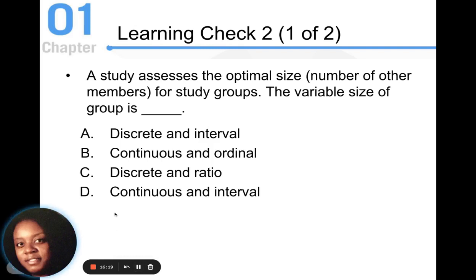Okay, so it's time for another learning check. If we're doing a study and we're trying to assess the optimal size for a study group, the variable size of the group would be A, discrete and interval, B, continuous and ordinal, C, discrete and ratio, or D, continuous and interval. So take a few moments to think about what the correct answer might be.